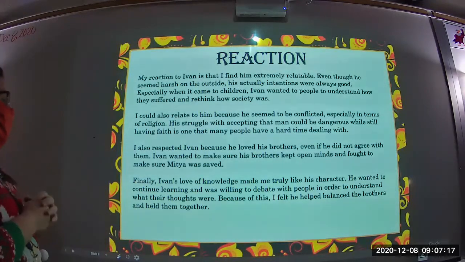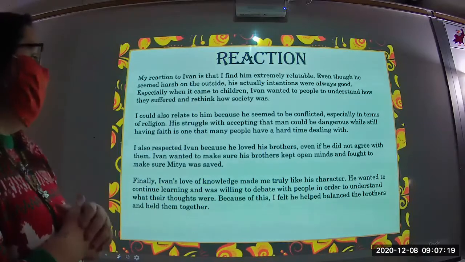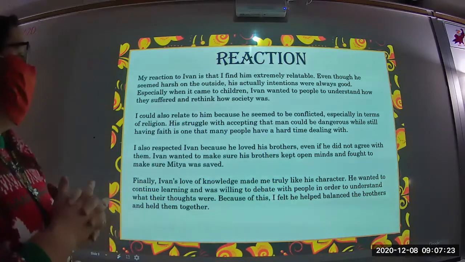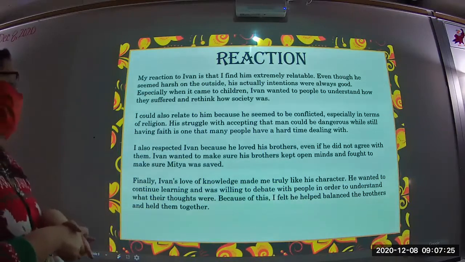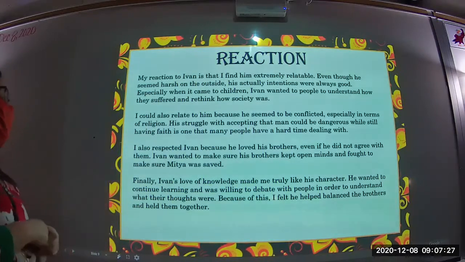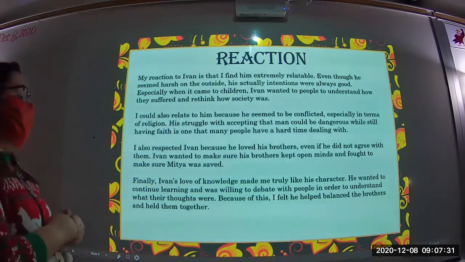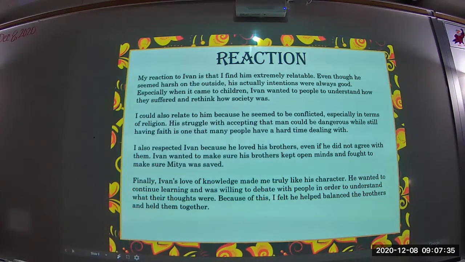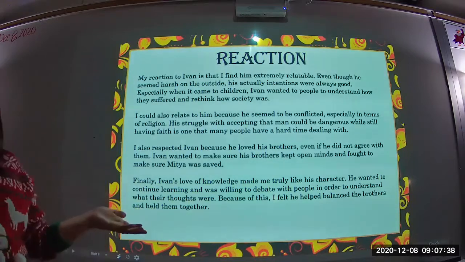hard time dealing with. I also respected Ivan because he loved his brothers, even if he did not agree with them. Ivan wanted to make sure his brother kept open minds and fought to make sure Mika was safe. Finally, Ivan's love of knowledge made me truly like his character. He wanted to continue learning and was willing to debate with people in order to understand what their thoughts were. Because of this, I felt he helped balance the brothers and held them together.